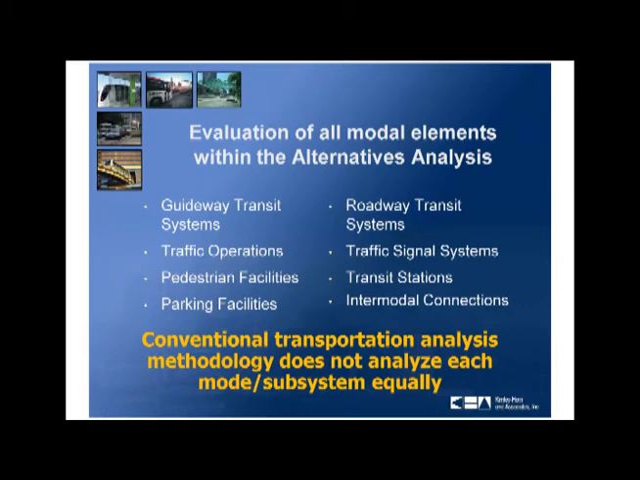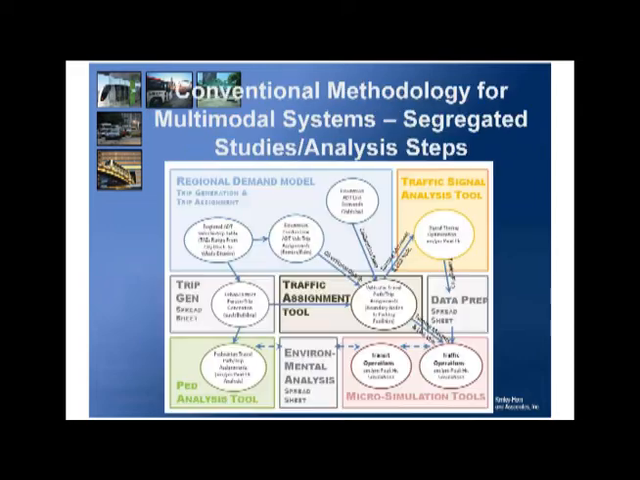So evaluation of all the modal elements is important when you're doing alternative studies. Most of us do some type of alternative studies. It might be an FTA type alternatives analysis where you're looking at different technologies to carry people through a corridor. It might be different site locations where we're looking at alternatives between sites. But in all of these types of things in a transportation environment, the conventional approach does not analyze each mode, or what I'll call a subsystem, equally. It tends to deal with some in great detail and some only in a superficial manner.